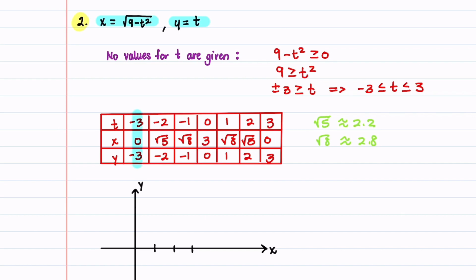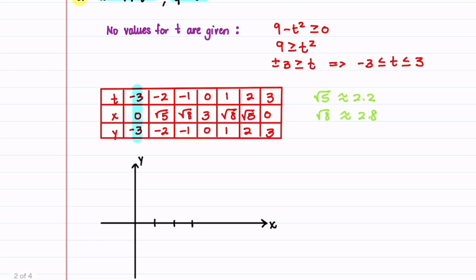We'll now put these values on our graph. When t is minus 3, x is equal to 0, and y is minus 3. When t is minus 2, we have x, which is about 2.2, and y is minus 2. The rest of our points look like this.